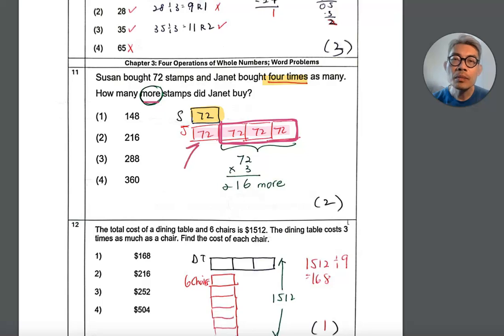Not this part, because this part here, this part that I'm going to highlight in orange, is the same as the part above. So it's not more. The more part is this part here. So how many more stamps did Jeanette buy? Based on the model, I can see that 72 is in each of the boxes here, right? So therefore, the more part will be 72 times 3. There are 3 72s. I multiply 2 times 3 is 6, 7 times 3 is 21. I get 216 more.